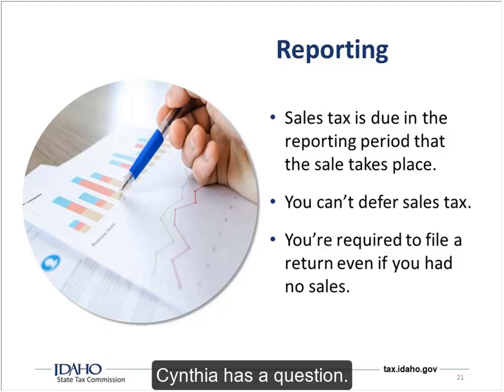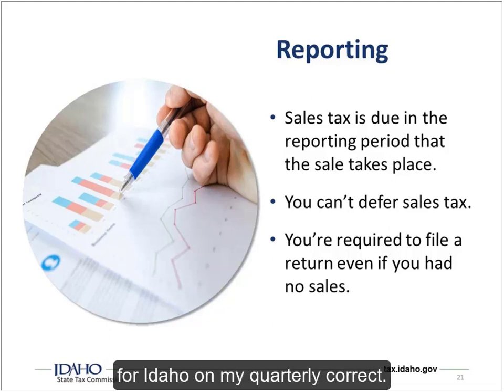Cynthia has a question. I had a sale to another state online, so I will not show a sale for Idaho on my quarterly, correct? You will show the sale, because the very first line on the form is asking for your total sales. The second line on the form is how you're going to report anything that was not subject to Idaho tax, and you can deduct it out there. But we do want to have a total amount of sales on the first line.